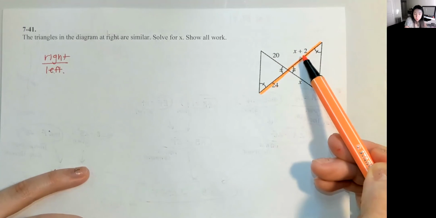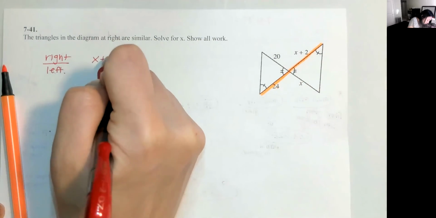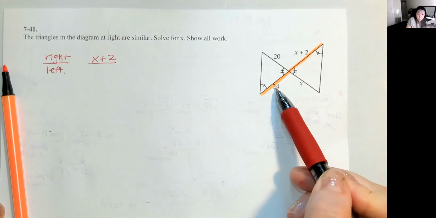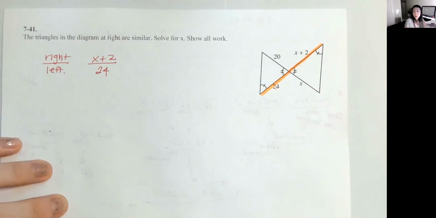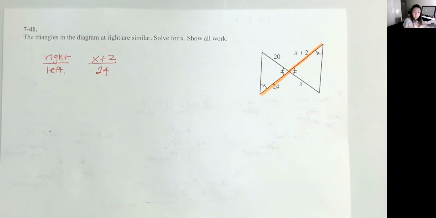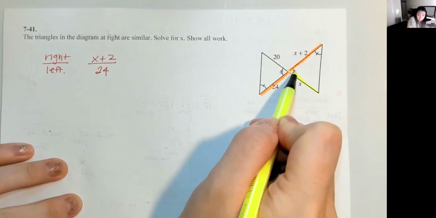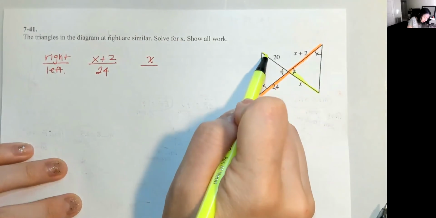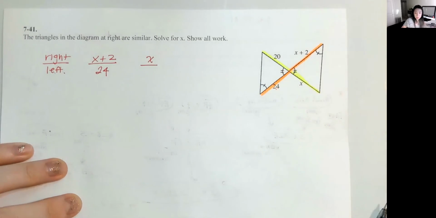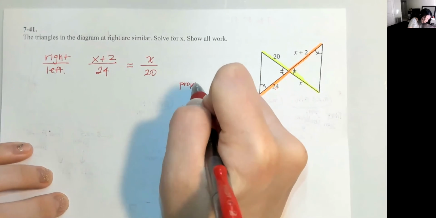So then the ratio of the side length on the right triangle, which is x plus 2, over the corresponding part of that triangle, it's 24. That's one ratio. So you can do the same thing for the other side. Now this is a side x of the triangle on the right. So x over the other corresponding part in the second similar triangle, 20. Make those two ratios equal to each other. That's what a proportion is.